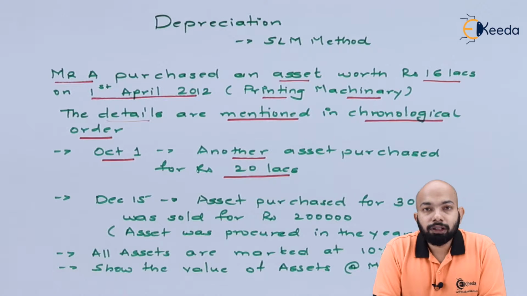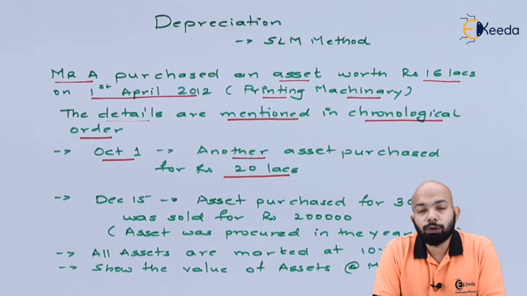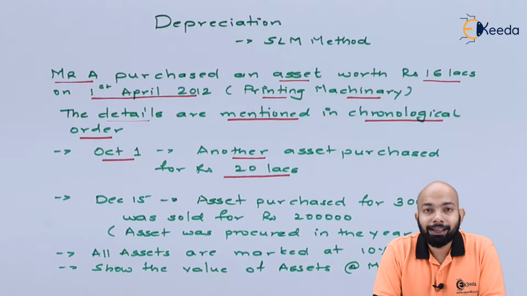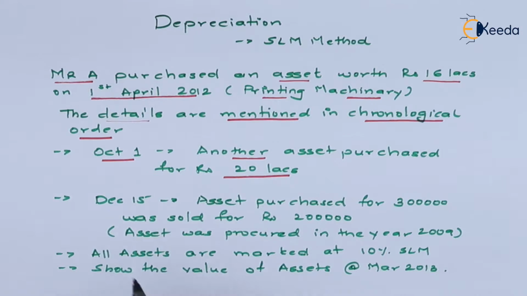The details mentioned further are in chronological order. On 1st of October 2012, he purchased another asset worth rupees 20 lakhs. So there is an asset which was purchased at the start of the financial year, April 2012. Again, in the middle of the financial year, he purchased another asset worth rupees 20 lakhs. Let's figure out what we have in the third piece of information.